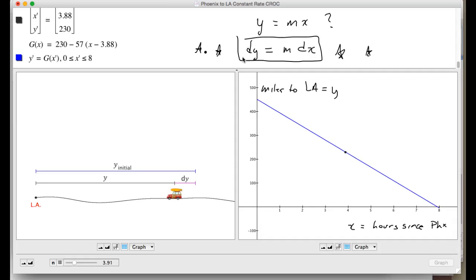But it's just important to know that in this particular case, this is not true, and we still have constant rate of change. What is the constant rate of change? Negative 57 miles per hour. Why? Because our y is decreasing, so we get the negative 57 miles per hour.